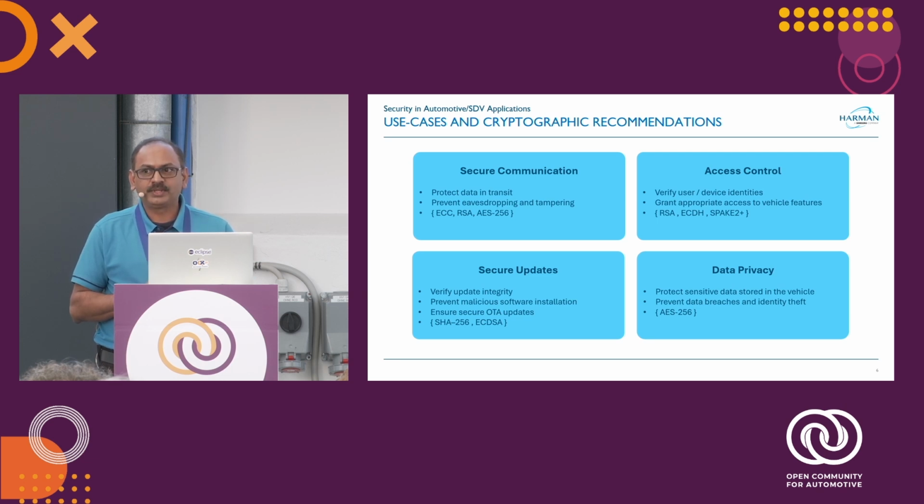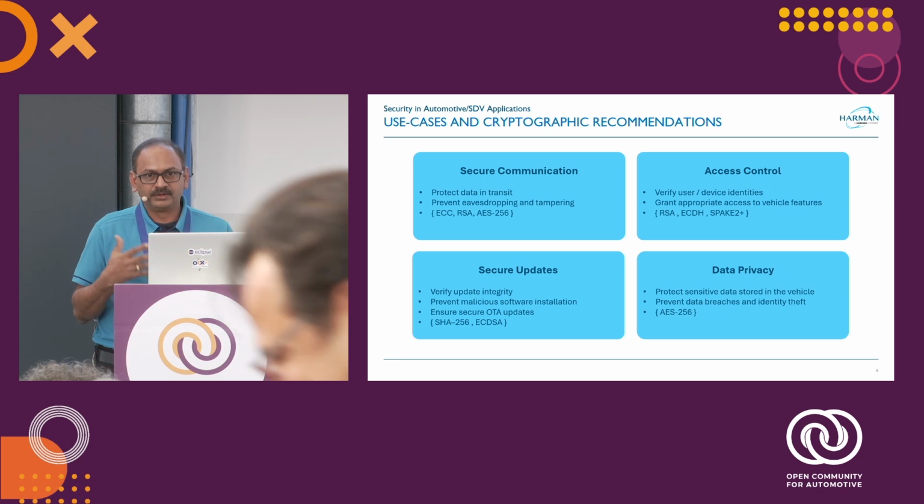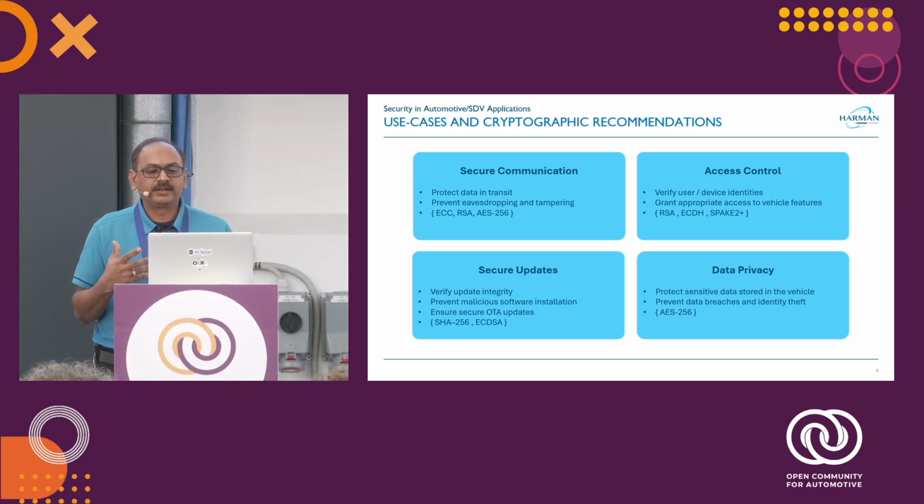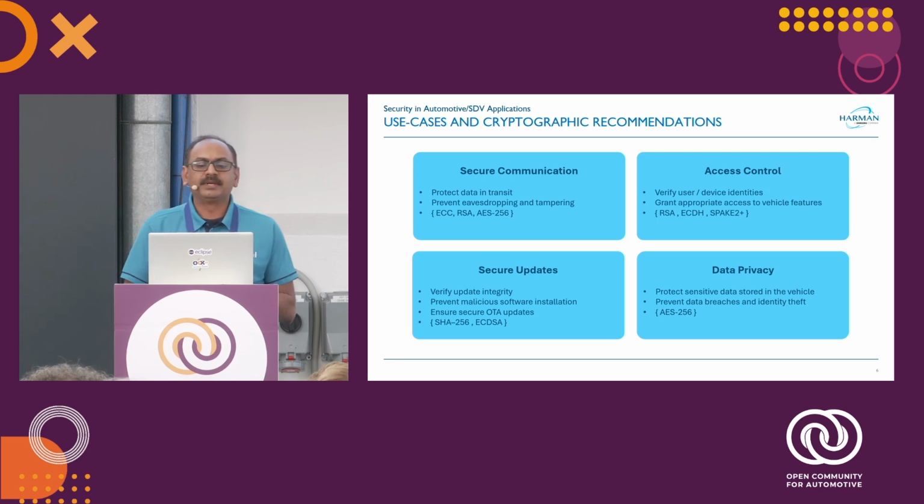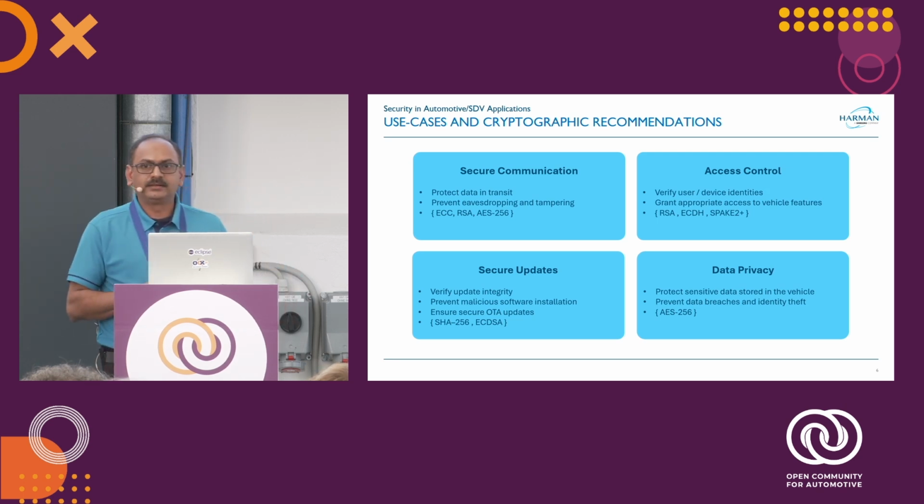We need to make sure that the user is verified before actually trying to access certain applications or certain devices, and how do we appropriately grant these accesses to the vehicle features based on certain authentication and authorization protocols. For example, ECDH is the right one, and of course SPAKE2, which is fundamentally much stronger than the other algorithms, especially for the vehicle and the low-powered ECUs that we use in the vehicle.